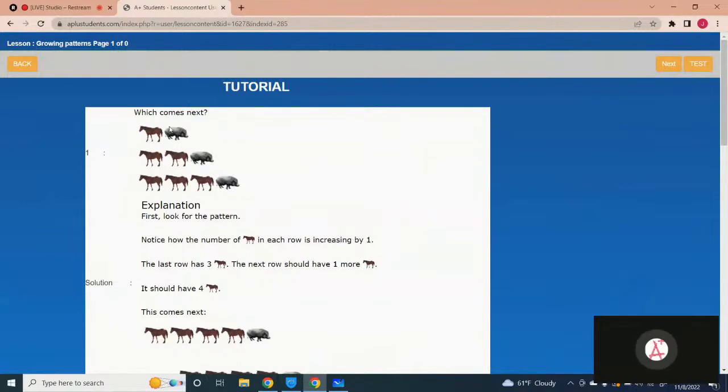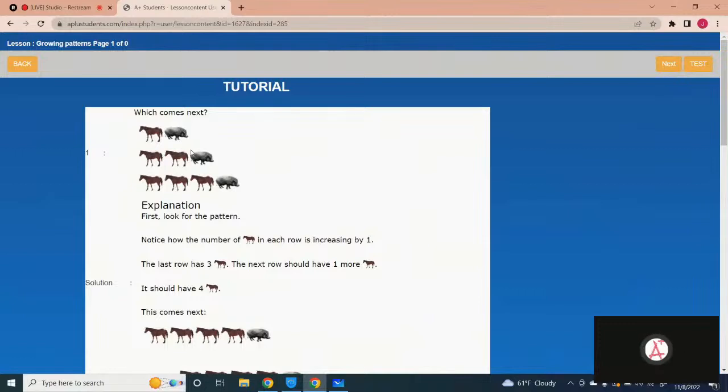Which comes next? For the first time, you have just one horse and one pig. For the second time, you have two horses and a single pig. For the third time, you have three horses and the pig. That means the pig is just one all the times. Just the horses are increasing by one, isn't it? That means for the next one, you have four horses and one pig.